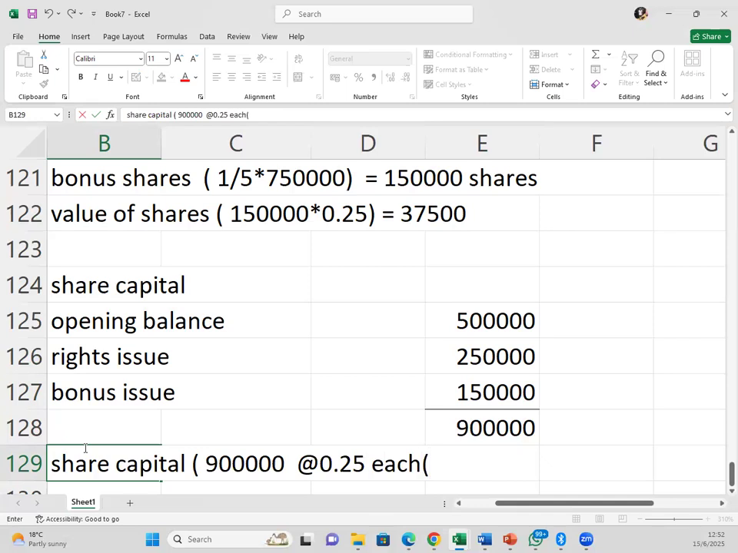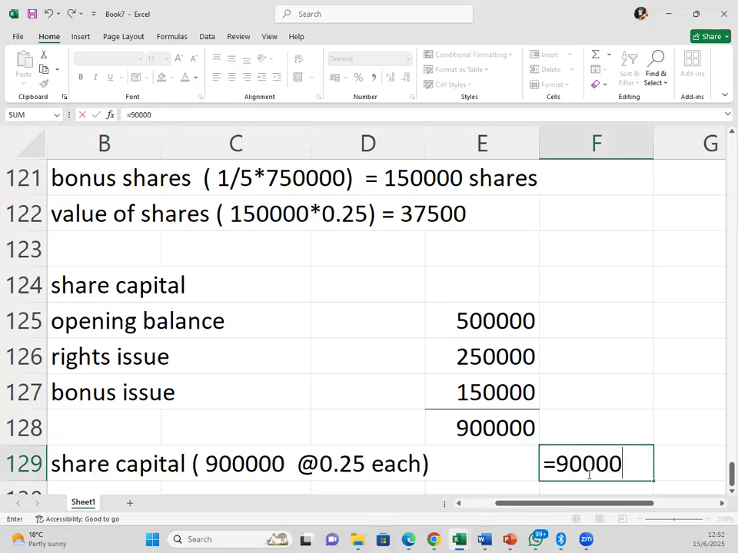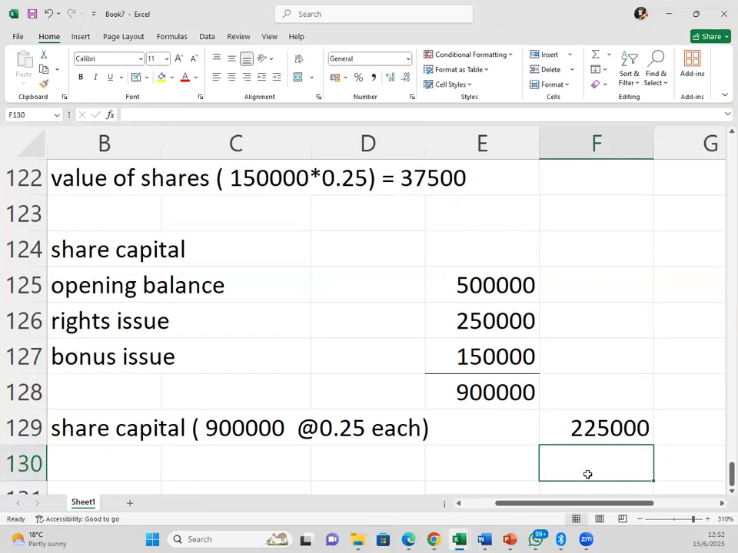So the value of our share capital becomes, because having 900,000 shares at 25 cents each gives us what? What's 900,000 times 25 cents? It means at the end of the period, we now have 900,000 shares and they have a value of 225,000. In the books, we are going to record a value of 225,000.